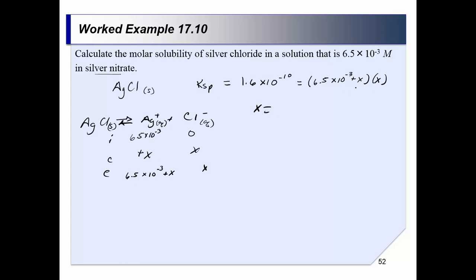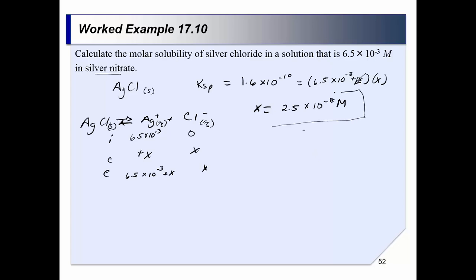I can solve for X because I can simplify this X, because my initial concentration and my Ksp are more than 3 orders of magnitude different, more than 1,000. So I can solve for my X very easily, so that X equals 2.5 times 10 to the negative 8 capital M molarity. The molar solubility is then equal to this X.